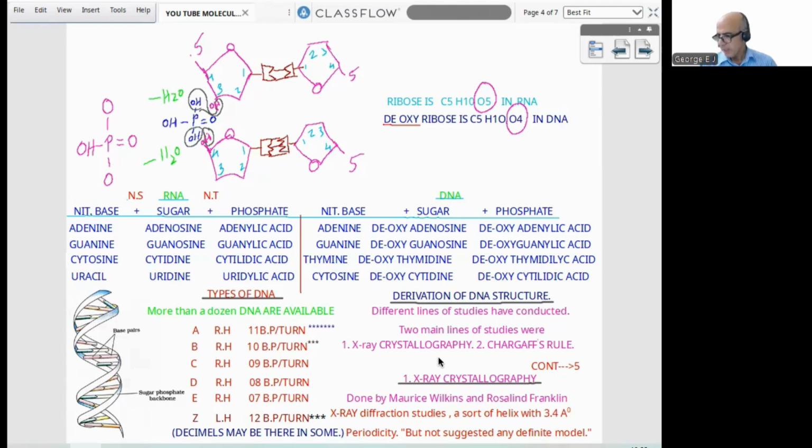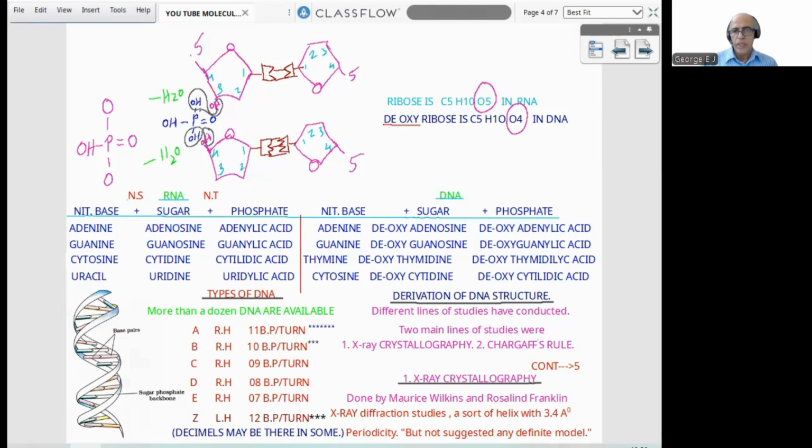Now comes derivation of DNA structure. How has this been derived? Different lines of studies were parallelly conducted by different scientists of the world. And finally, two lines of studies emerged. One was X-ray crystallography, and second is the famous Chargaff's rule. So first is X-ray crystallography. It was basically done by the scientist Maurice Wilkins, along with the second scientist, Rosalind Franklin. Through diffraction studies, they identified a sort of helix with a 3.4 Angstrom periodicity, but did not suggest a definite model.